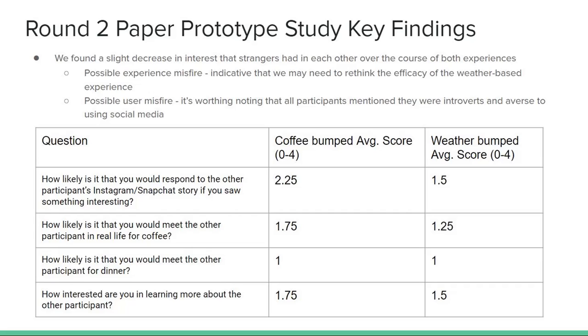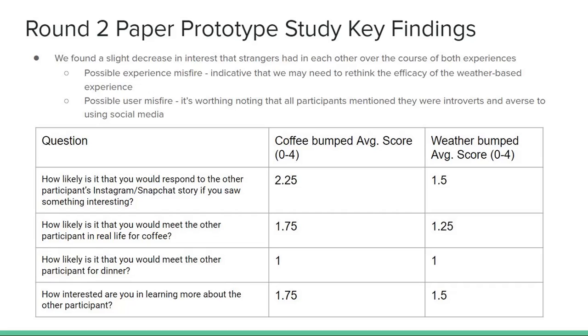We see similar decreases across all other questions, including meeting the other participant in real life for coffee, likelihood of meeting the other participant for dinner, as well as how interested they are in learning more about the other participant. Two hypotheses we have for this is that it's a possible experience misfire. It may be indicative that we need to rethink the efficacy of the weather-based experience, and that it was not as interesting or engaging as the coffee-based experience.